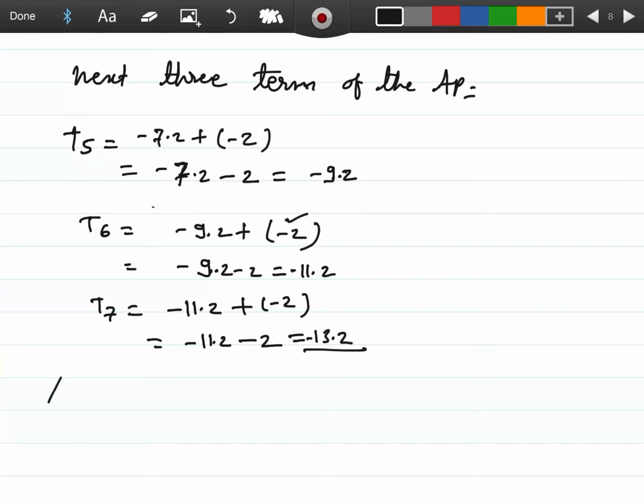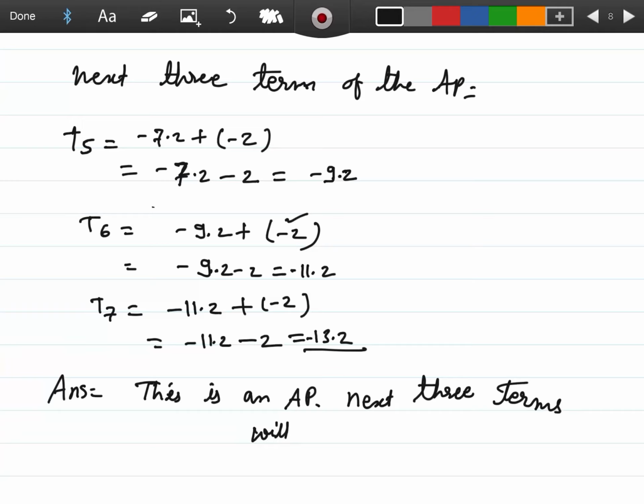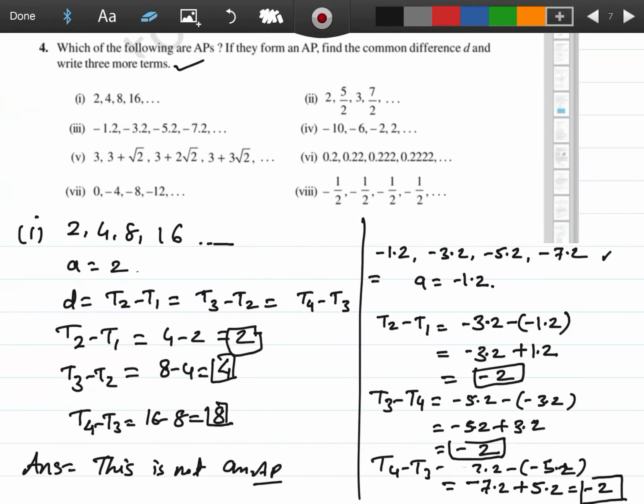So the next three terms, this will be your answer. This is an AP, and the next three terms will be these, the next three terms of this AP.